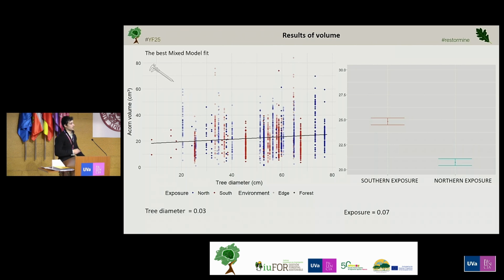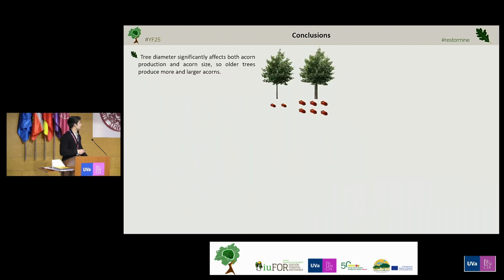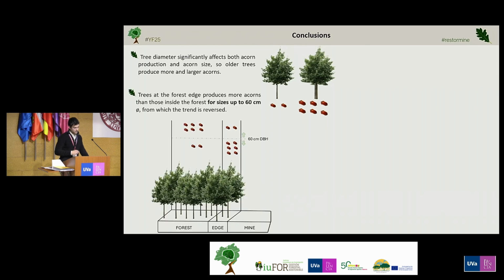So with these results, we can draw some conclusions that I briefly summarize below. First, tree diameter significantly affects both acorn production and acorn size, so older trees, because I use the diameter as a proxy of age, produce more and larger acorns. Second, trees at the forest edge produce more acorns than those inside the forest for sizes up to 60 centimeters, from which the trend is reversed.